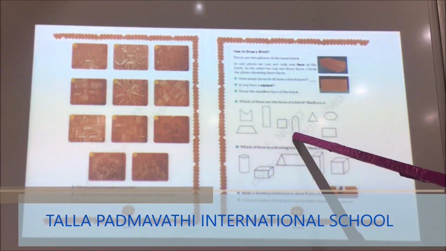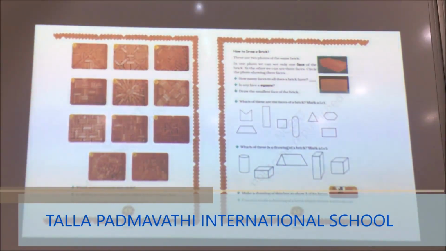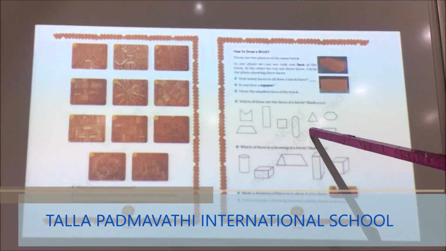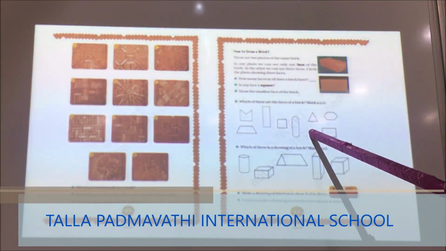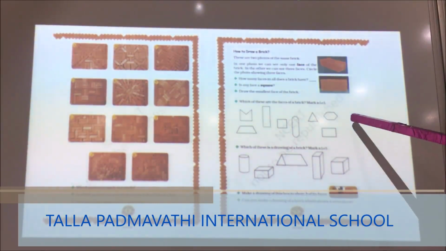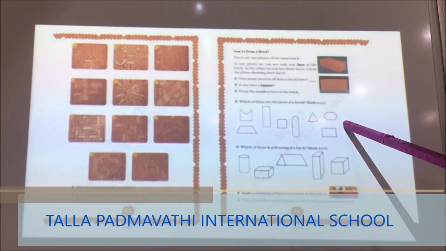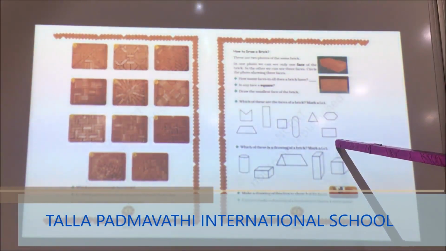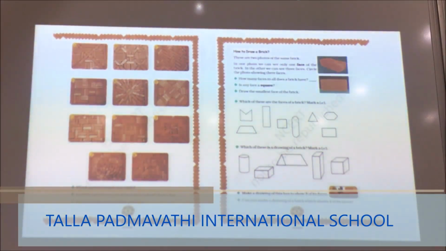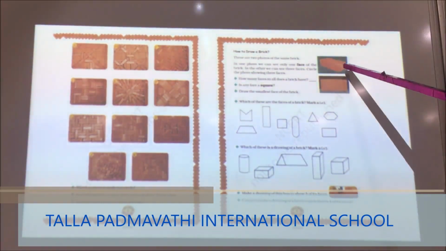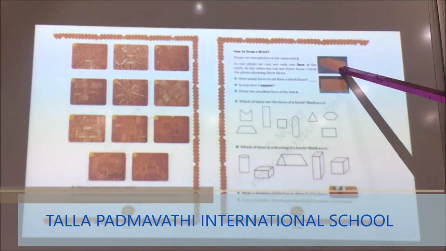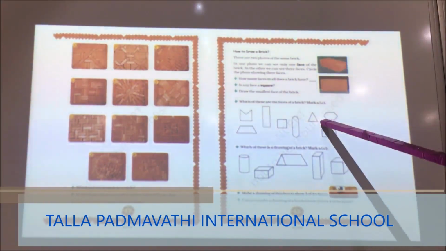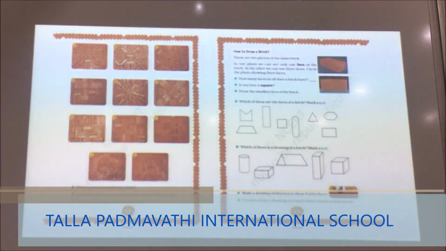Is this the one? No. Is a triangle there in the face of the brick? No. A hexagon? No. What about this? This is also a rectangle but on the smaller side. So I think this will be the side of the brick, which will be a smaller rectangle.